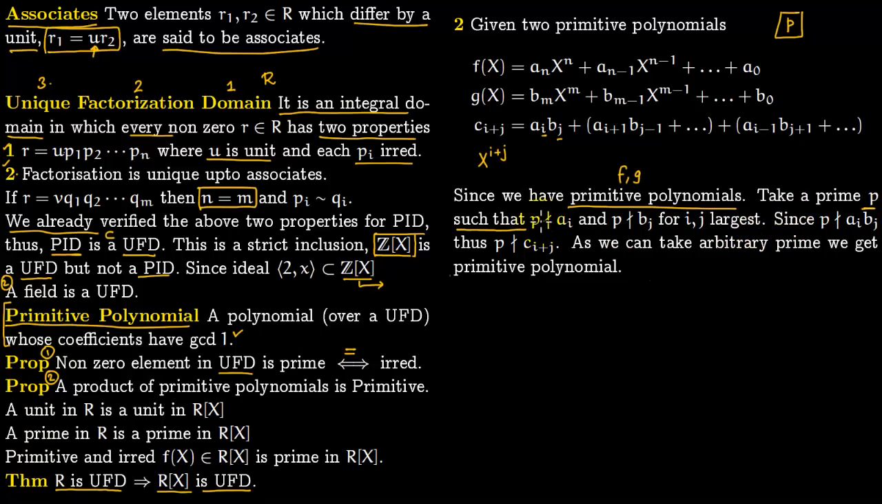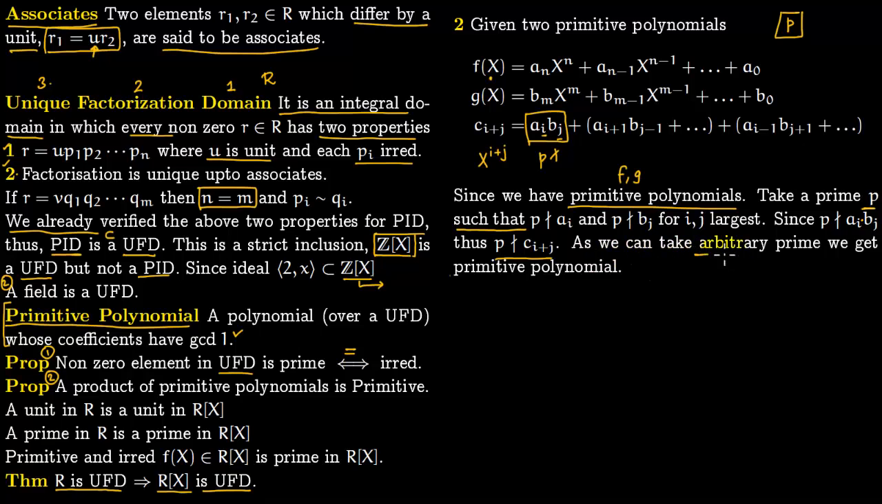So this prime p does not divide ai, it does not divide bj, so therefore it will not divide ai times bj. So it will not divide this. So if the prime does not divide this, it will not divide ci plus j. So prime will not divide ci plus j. So it does not divide the coefficient of the polynomial obtained from the product of these two factors.